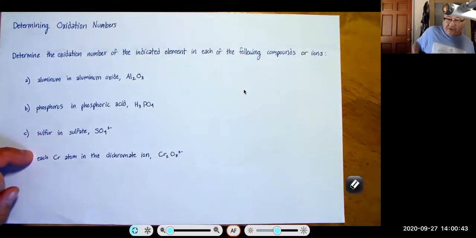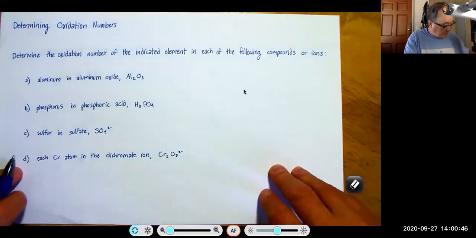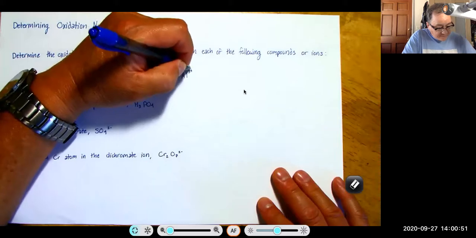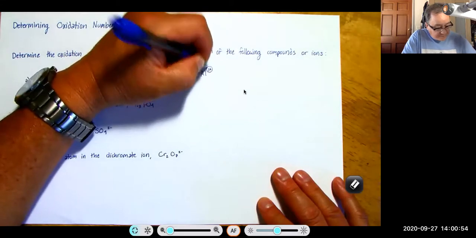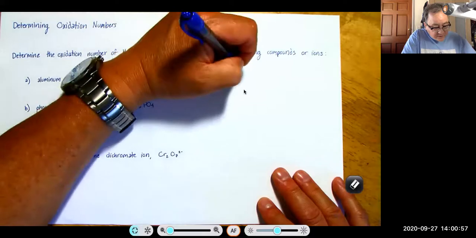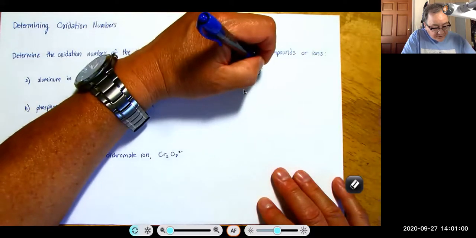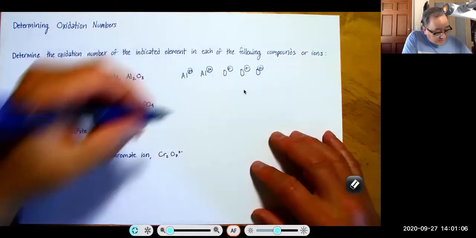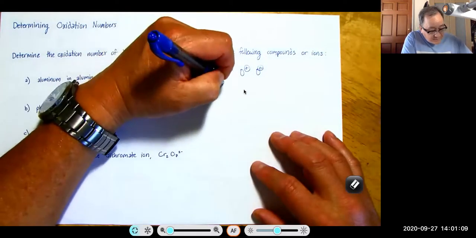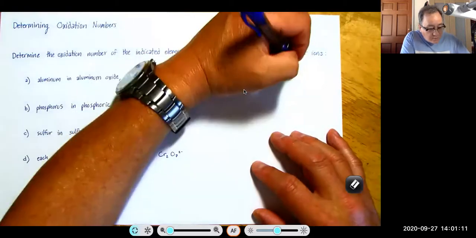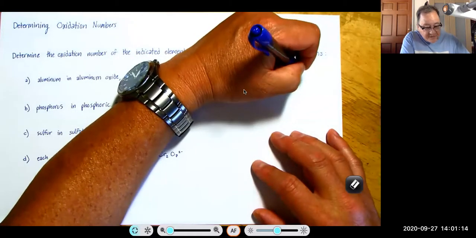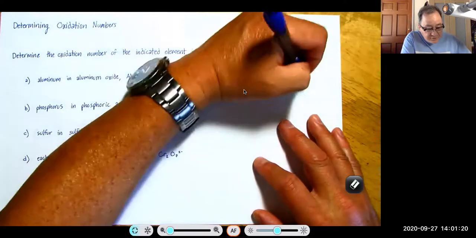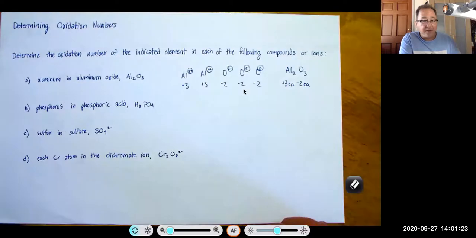So let's do a little practice determining the oxidation number. So in aluminum oxide, we have aluminum +3, aluminum +3, oxygen -2, oxygen -2, and oxygen -2. So I'm going to write the oxidation number below the symbol of the element. The oxidation number here is +3, +3, -2, -2, -2. Or more simply, we could do something like this just to make our life a little easier. +3 each, -2 each.